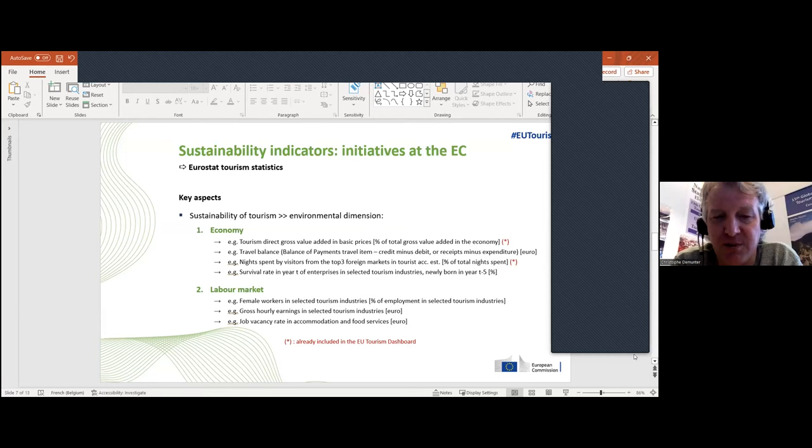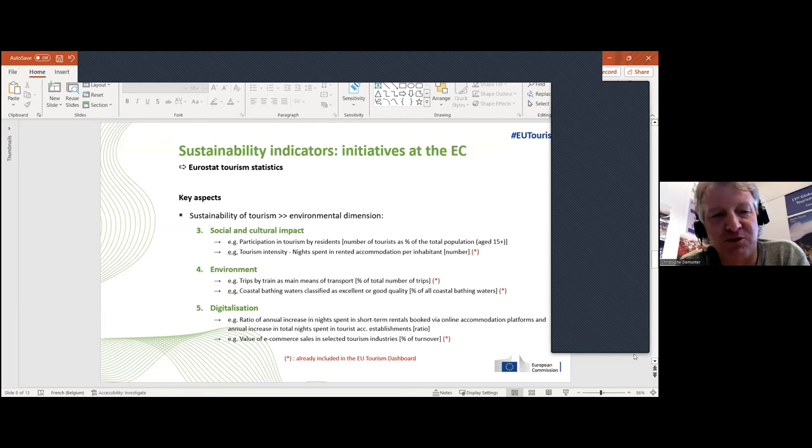The second component is about labor markets, which is both about performance, but also goes into the social dimension. We know that tourism is in particular a sector that gives chances to people who do not always have good chances in other sectors of the economy: the migrant population, lower educated people, and so on. So we also want to include some indicators comparing the share of these specific groups in the tourism labor market compared to the overall labor market, comparing earnings, and looking at job vacancy rates in specific sectors.